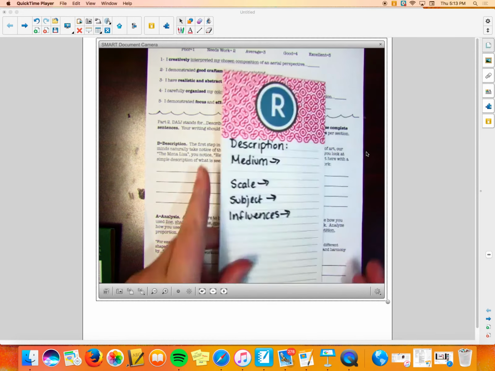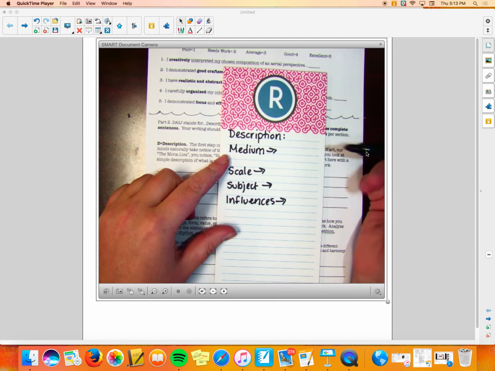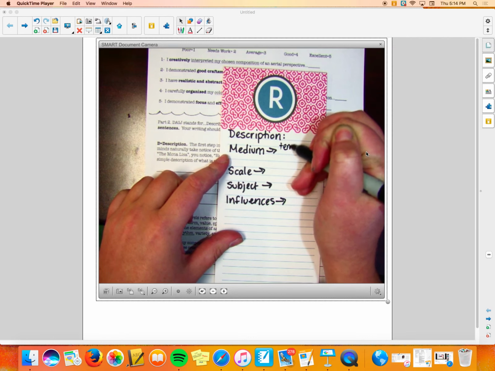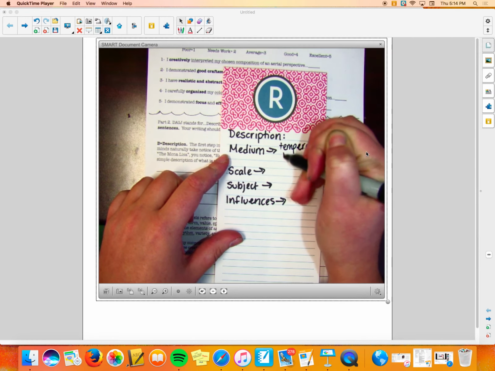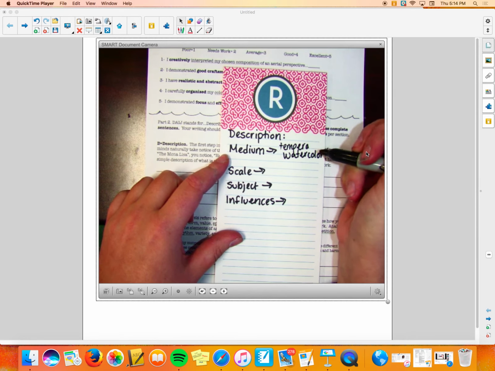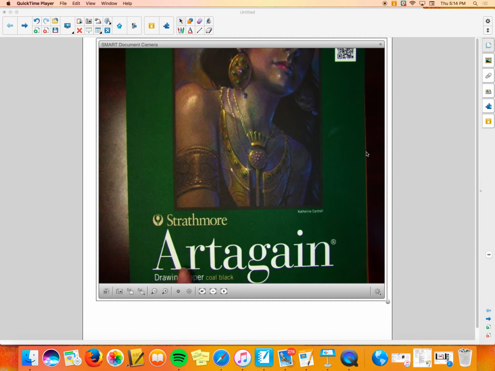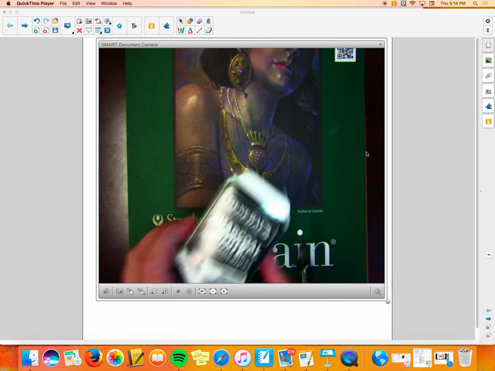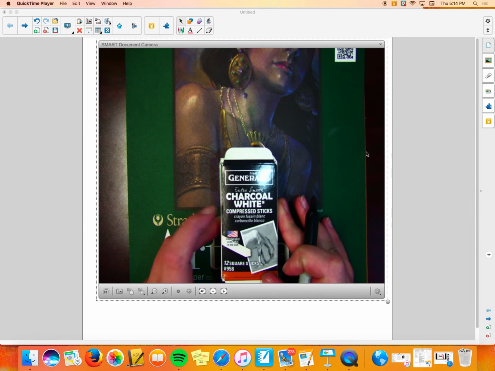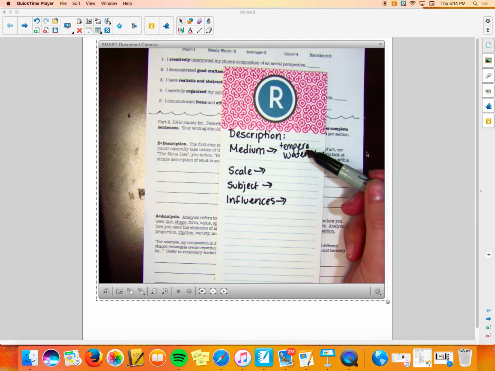So in everyone's artwork, you should have a medium. Okay, your medium was the tempera watercolor. Okay, some people might have color pencils or oil pastels in theirs. Okay, you also used the artisan paper, and you also used white compressed charcoal in order to transfer your image. So those are all, medium is what makes up the painting. So those are all things that you used as a medium.